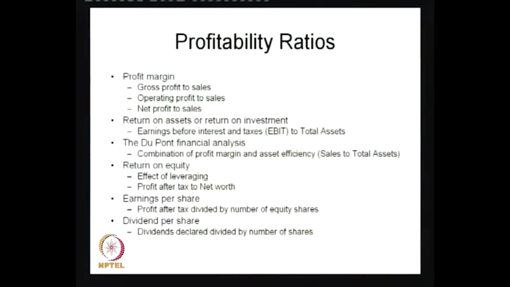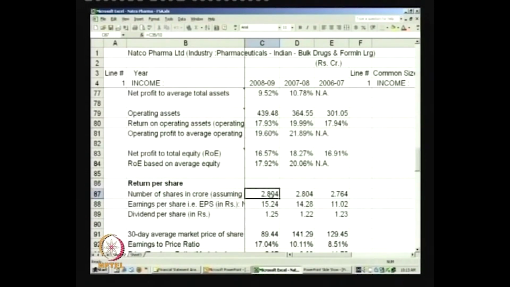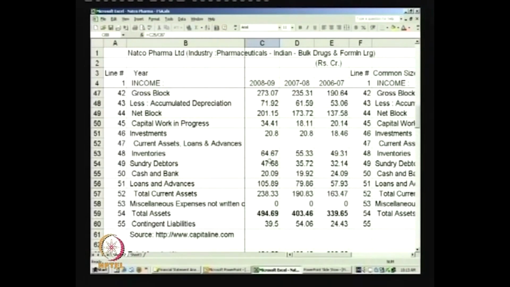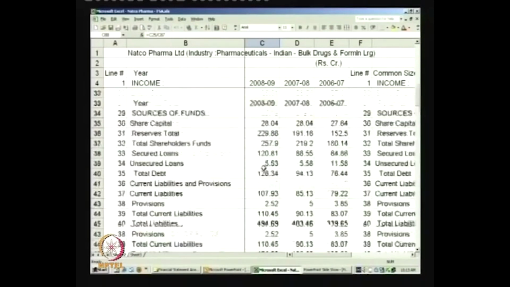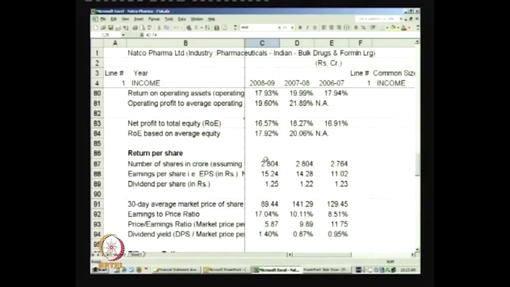So, if you look at our example of Natco Pharma, we have a number of shares in this case of 2.804 crore, and the earnings per share is nothing but the profit after tax, that is 42.74 in the latest year, divided by the number of shares, 2.804. So, earnings per share of this company is 15.24 in the latest year, which has actually gone up from 11.02 in 2006-7, to 14.28, and now it has moved up to 15.24.